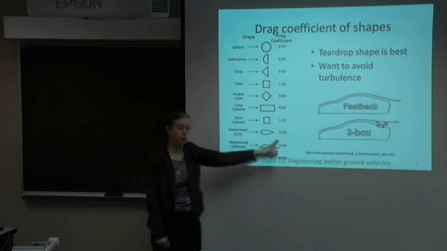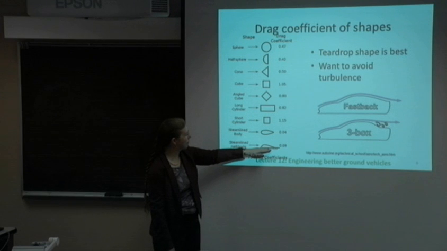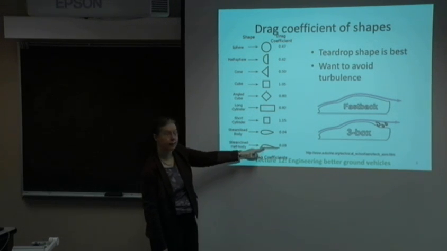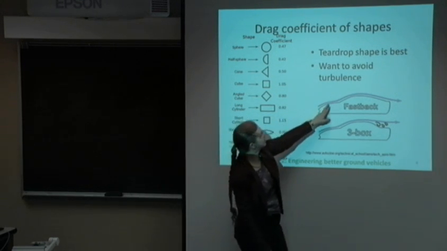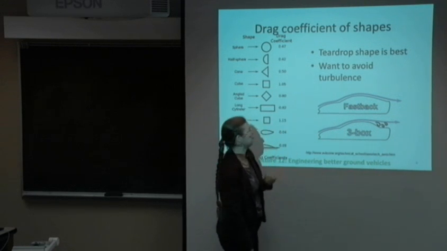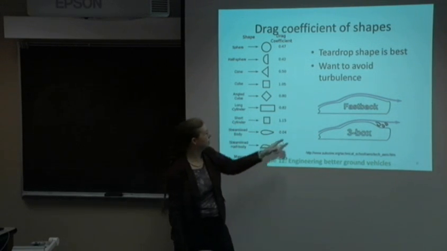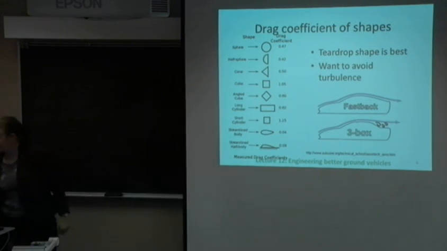Streamlined body, ooh, that's our airplane wing again, 0.04. And a half a streamlined body looks like 0.09. I'm going to show you a vehicle later that looks a little bit like this. So you want to avoid turbulence. If you have a design like this where the air flow stays laminar as it goes past the vehicle, that's good. This kind of shape will give you some turbulence. It won't be as good.